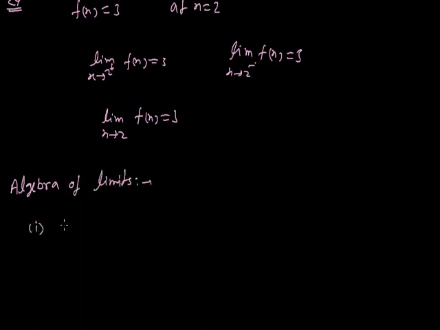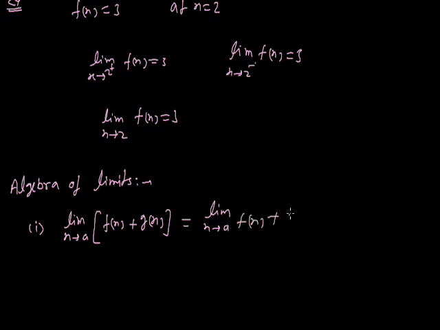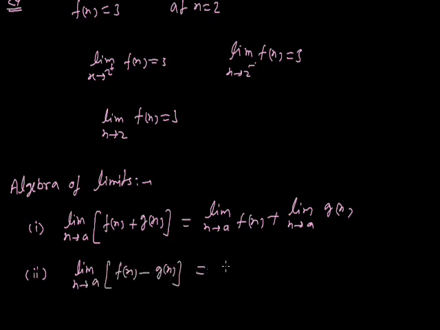The first rule: suppose we are given limit x tends to a of f(x) plus g(x). We can write it as limit x tends to a of f(x) plus limit x tends to a of g(x). Property 2: when we are given limit x tends to a of f(x) minus g(x), we can separate it like this: limit x tends to a of f(x) minus limit x tends to a of g(x).